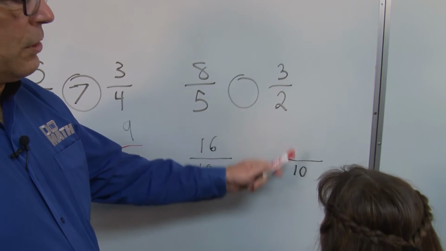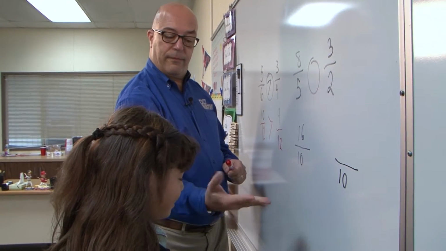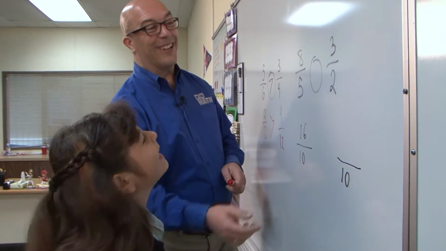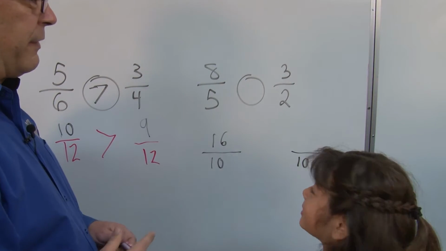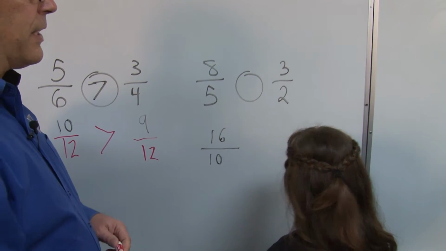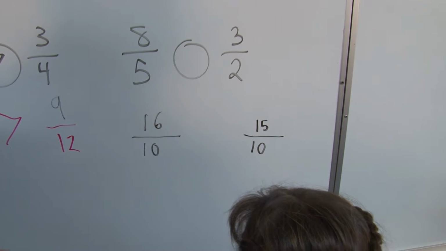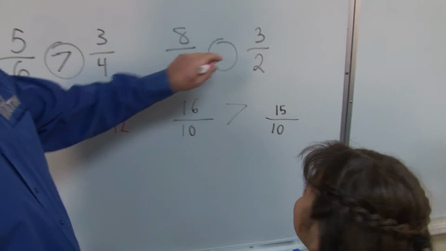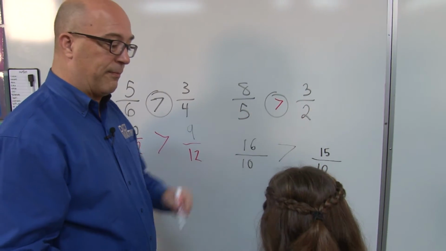And how many times will 2 go into 10? 2, 4, 6, 8, 10. So how many went in? 5. There you go. So let's do this. 3 times 5 is 15. There you go. So let's put a 15 up on top. So now we can compare them. Which one is greater, 16 tenths or 15 tenths? 16. There you go, nicely done. So we'll put that up here also. So we know that 8/5 is bigger than 3/2, all right?